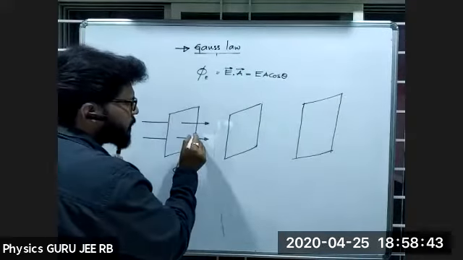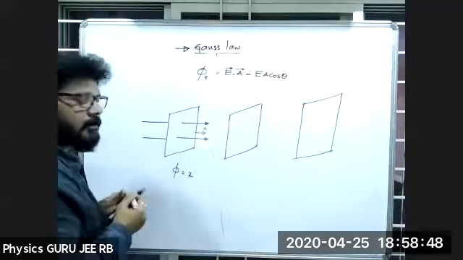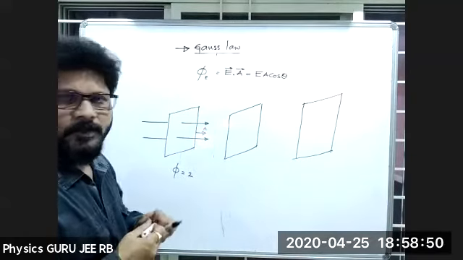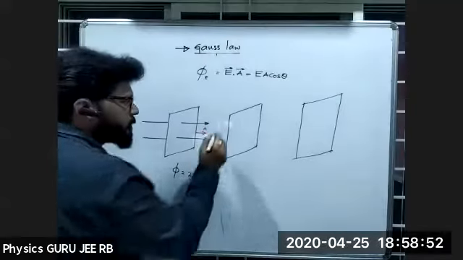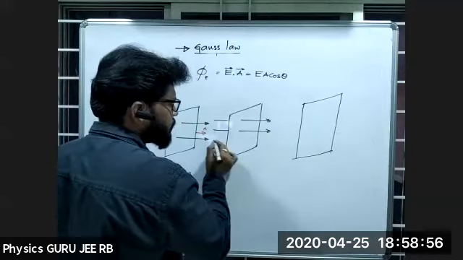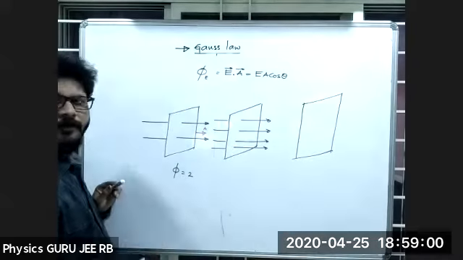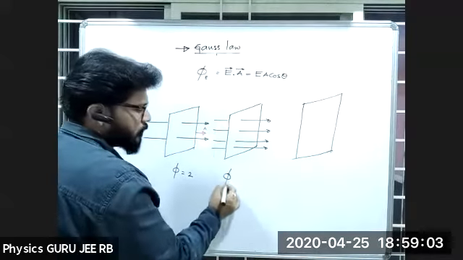And if I draw the normal for this plane, the area vector is nothing but the direction of the area vector. Both are parallel to each other. Area vector is normal to the edge. Now, if I take here, fine, 1, 2, 3, 4. Flux can be written as now 4.